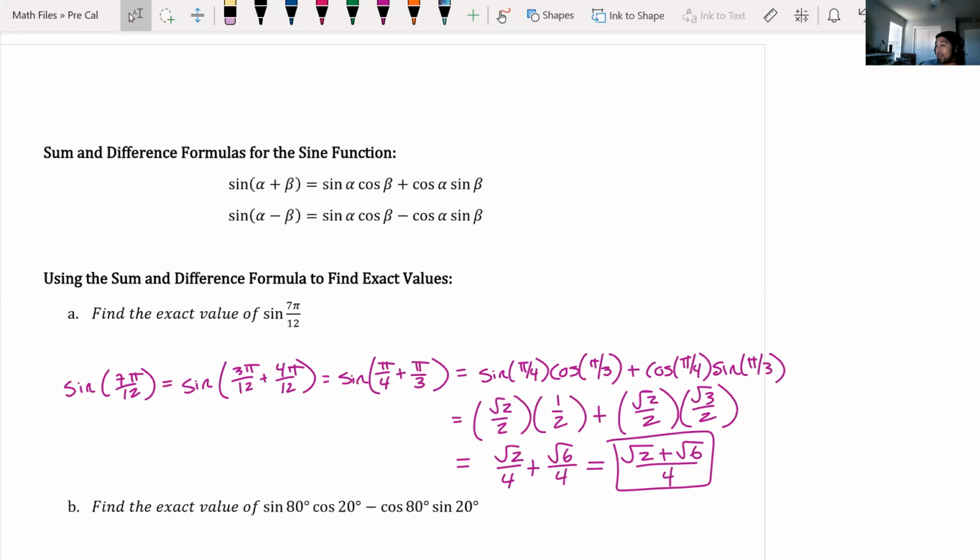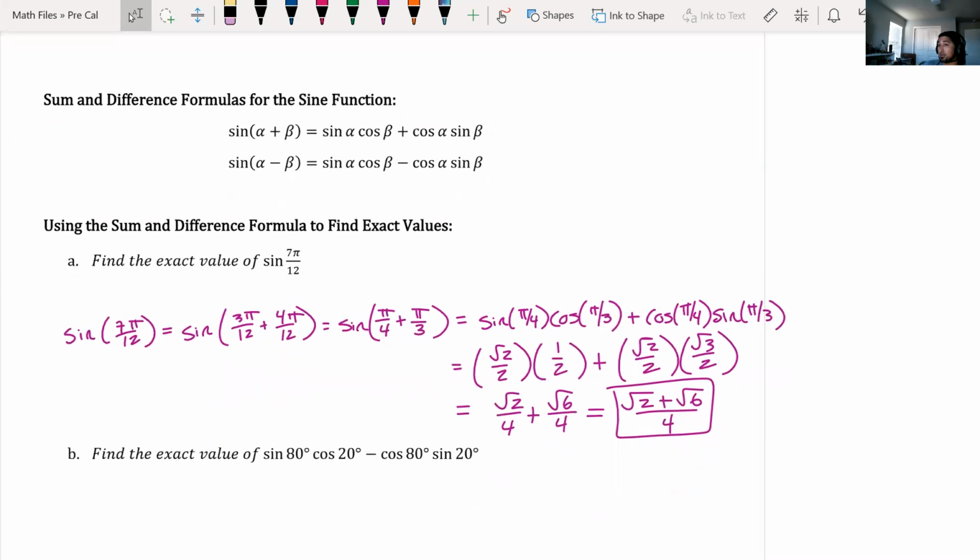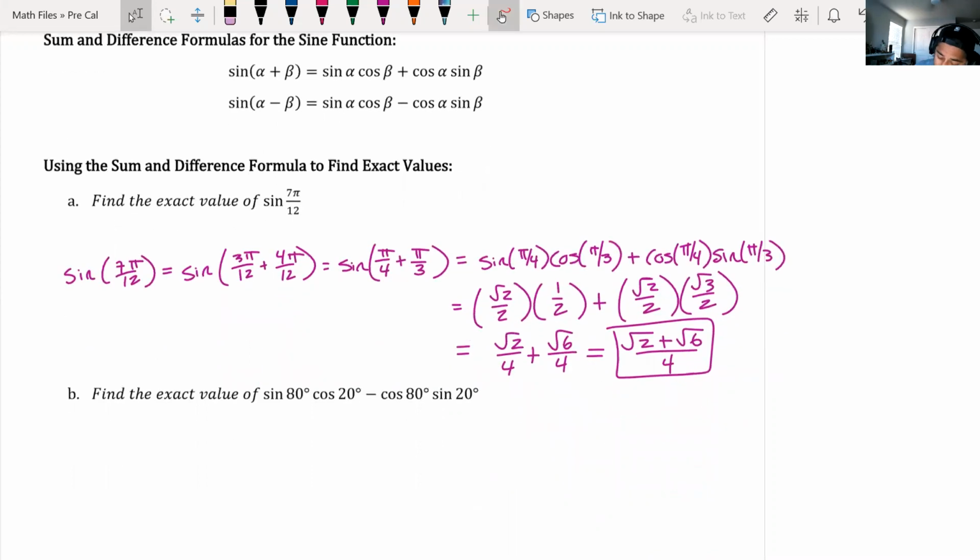You have the sine of 80 times the cosine of 20 minus the cosine of 80 times the sine of 20. Which formula does that look like? The first or the second one above? That looks like the second one. Good. Which means that this will now be condensed into the sine of alpha minus beta. It's going to be the sine of 80 degrees minus 20 degrees, which gives me the sine of 60 degrees.